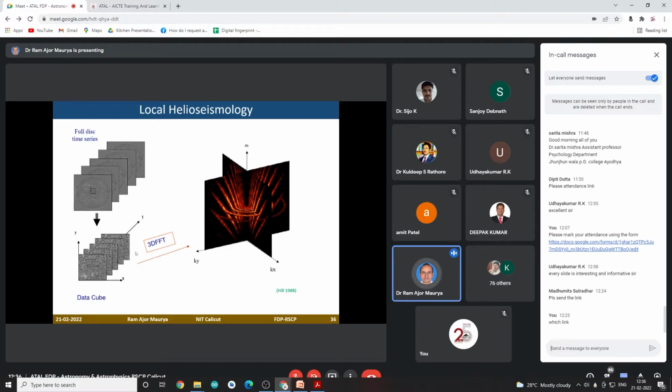When you take the 3D Fourier transformation, you will get a trumpet-like structure. Here we have just a slice of that. So here we have kx, ky, the wave numbers, and omega, the temporal frequency, 2 pi nu.